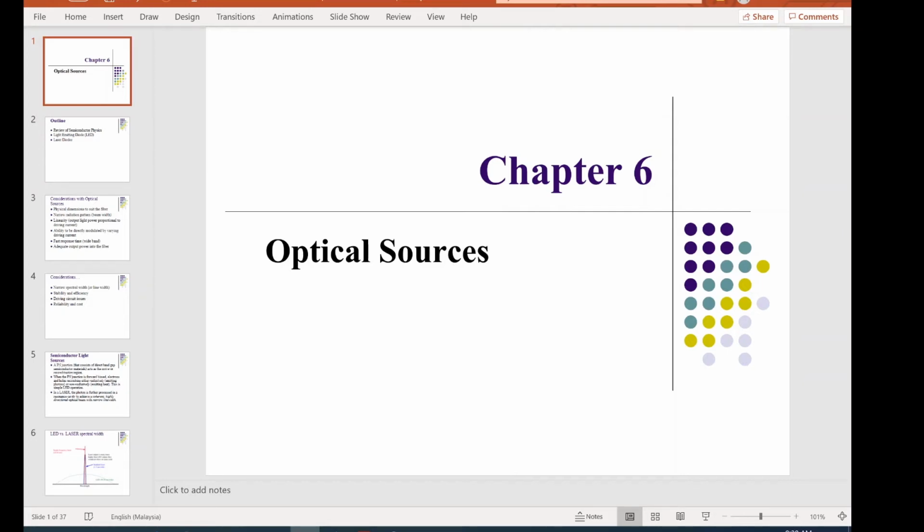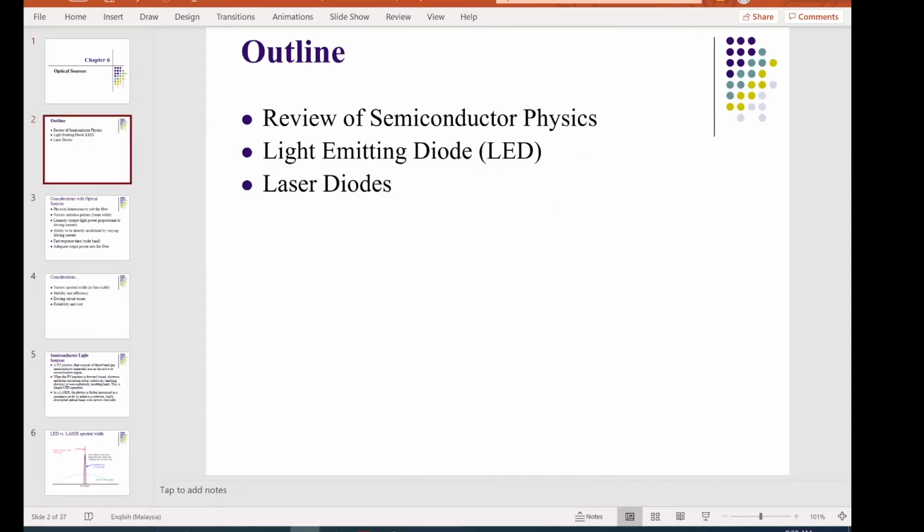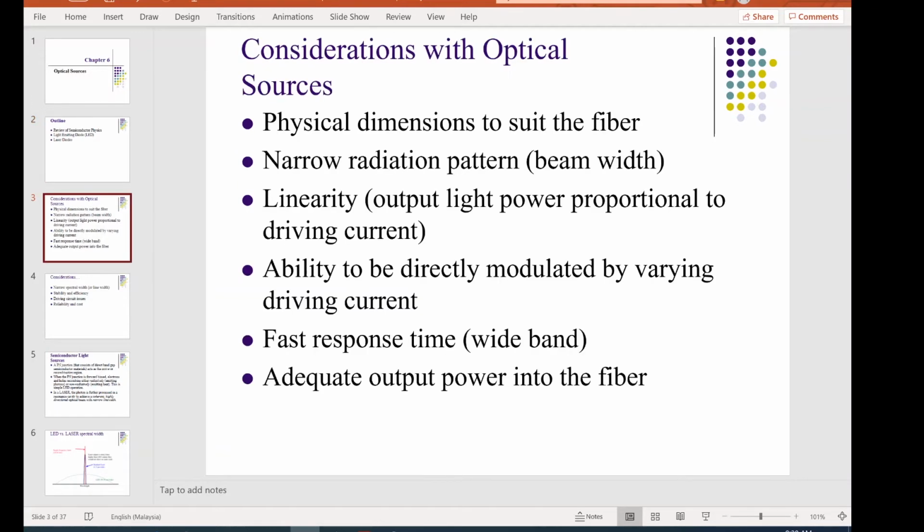Hi, in this chapter we're going to discuss optical sources for application in optical fiber technology. We're going to have a short review on semiconductor physics, and later on we will discuss further the light emitting diode and then the laser diode.